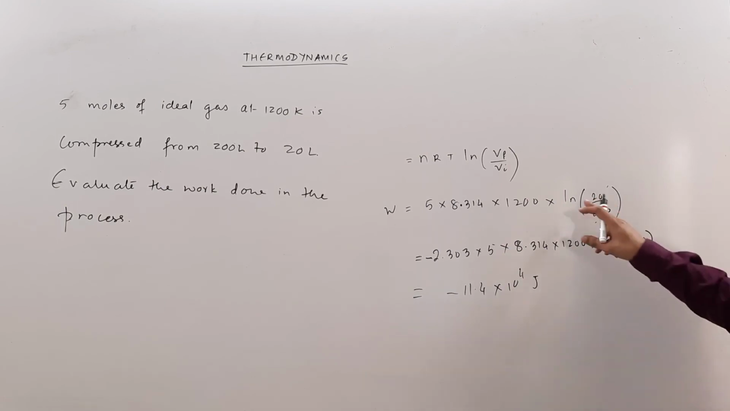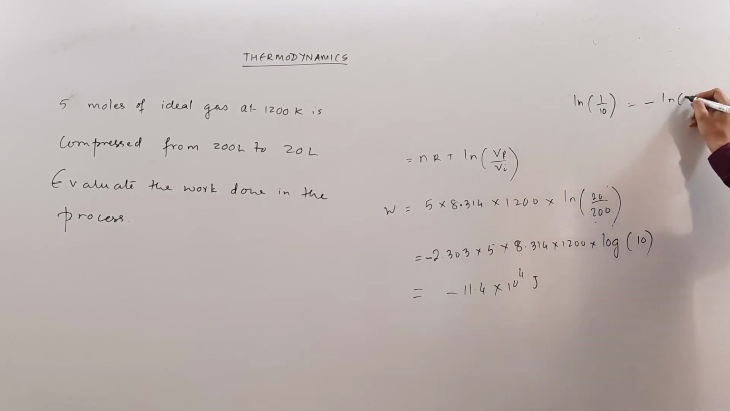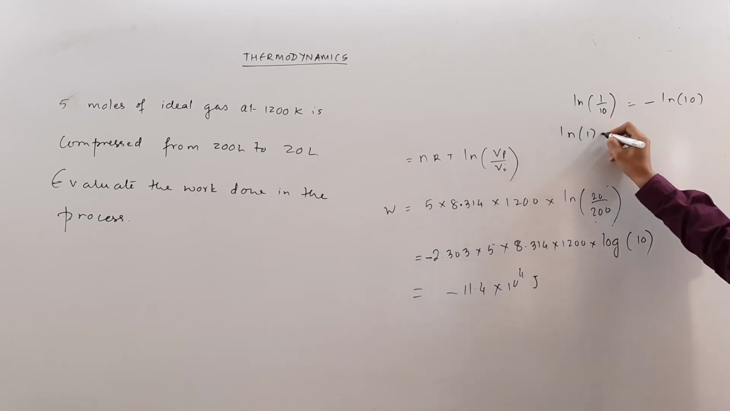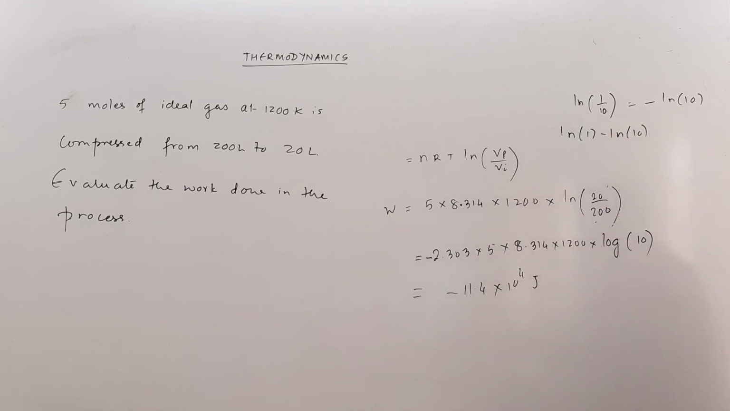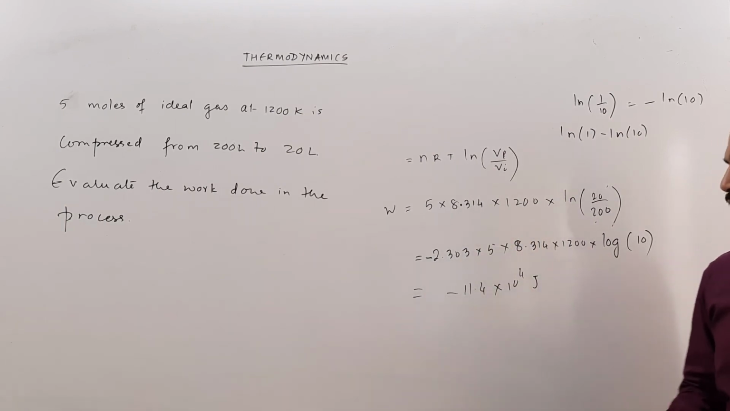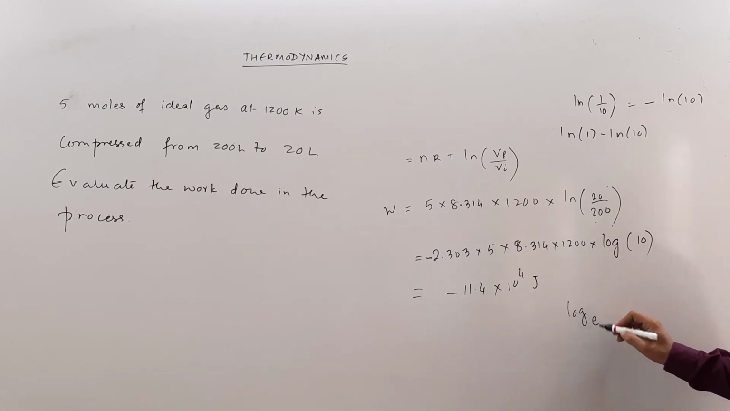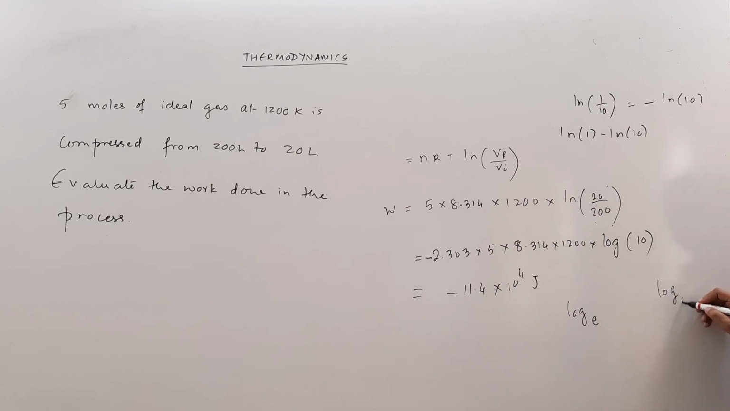So what did we exactly do from here to here? We know that ln of 1 by 10 is the same as minus of ln 10. Why? Because we can write this as ln of 1 minus ln of 10. ln of 1 is 0 and this is minus ln 10, which we wrote over here. So when I wrote it as log 10, I also multiplied it with 2.303 so that I can convert ln to log. ln means log to the base e, and this is log to the base 10. So when we do this transformation from natural logarithm to the base 10 logarithm, we have to multiply by the factor 2.303, and the final answer is this.